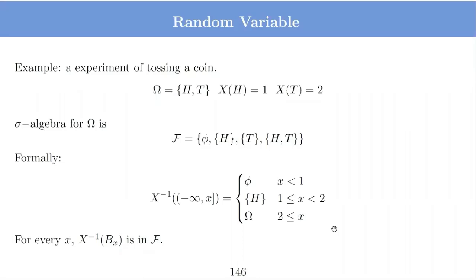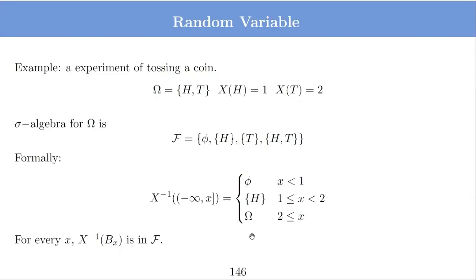So we can say that X inverse of minus infinity to x is phi if x is less than 1. It is the set H if x is greater than or equal to 1 and less than 2. And it is omega if x is greater than or equal to 2. So for every possible x, we have found the value of X inverse, and for every x, these are in F. So this will be a random variable.